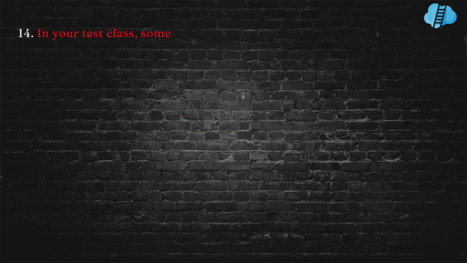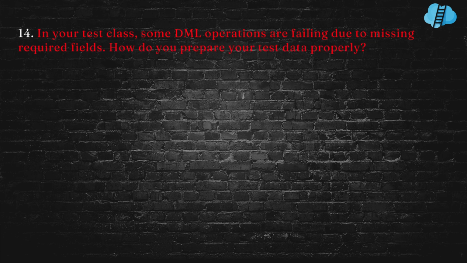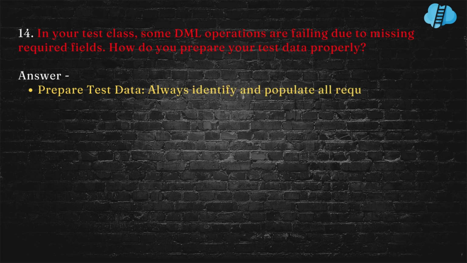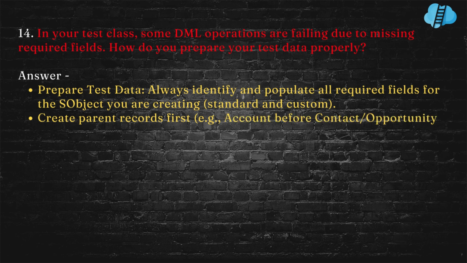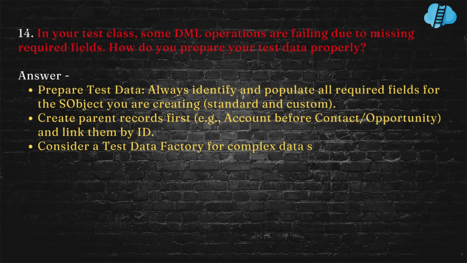14. In your test class, some DML operations are failing due to missing required fields. How do you prepare your test data properly? Answer. Prepare test data. Always identify and populate all required fields for the sObject you are creating, standard and custom. Create parent records first, e.g., account before contact or opportunity, and link them by Id. Consider a test data factory for complex data setups.